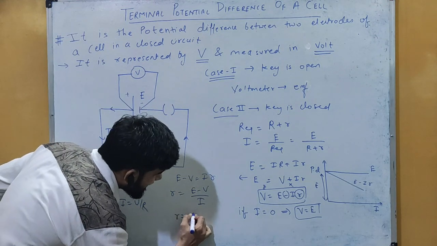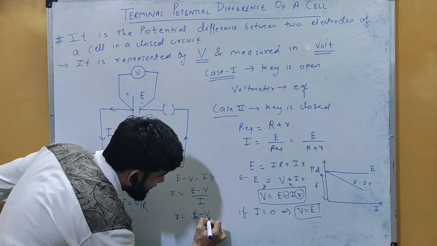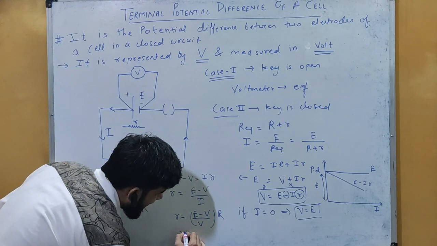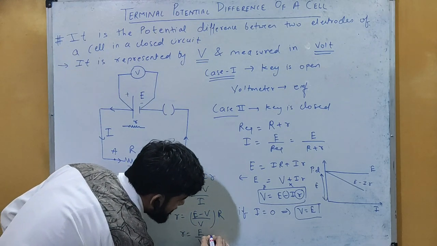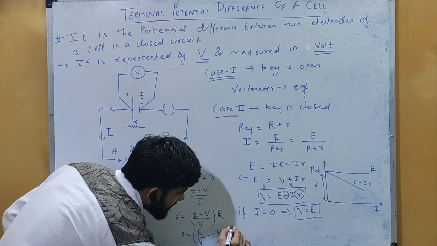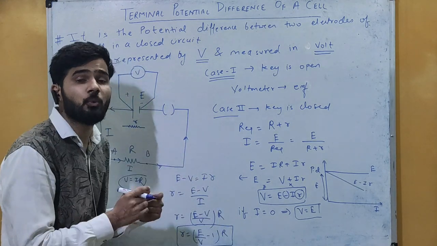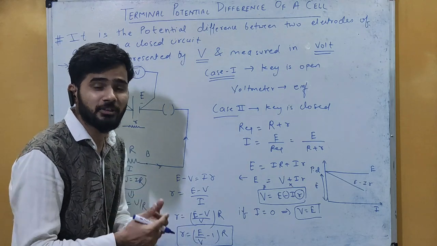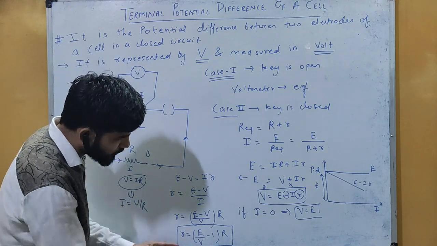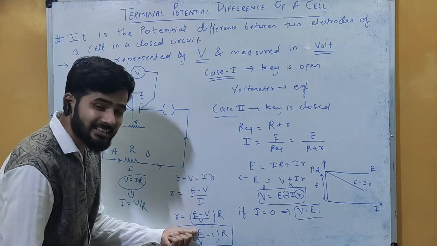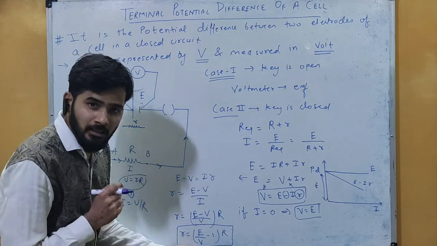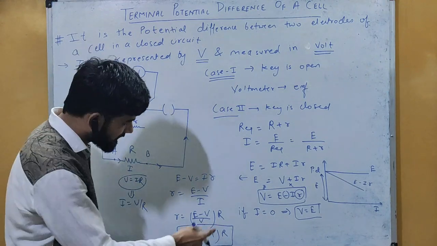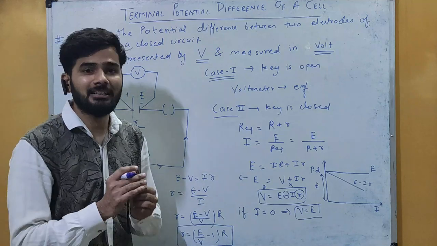So I can write this small r is equal to (E minus V) by V, into R. Okay, or I can write this equation as r is equal to (E by V minus 1) multiplied with R. And this is a very important equation. We will see it when we study how to calculate the internal resistance of a cell using a potentiometer. So small r is equal to (E by V minus 1) into R. This E is the EMF of the cell, V is the terminal potential difference, and capital R is the external resistance connected in the circuit. So this is how we can calculate the internal resistance.